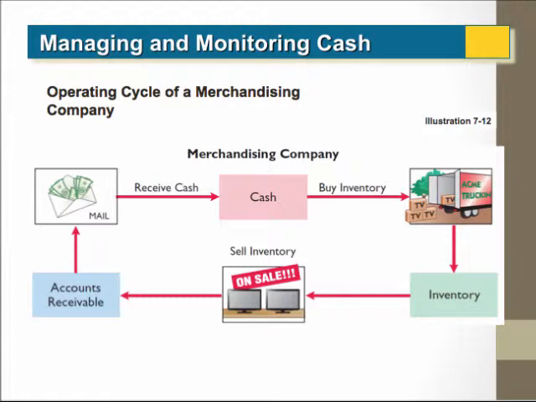The operating cycle of a merchandise company, where we start with cash, we purchase inventory, we then sell the inventory, which turns into accounts receivable, which eventually gets paid by the customer, is called the cash operating cycle of a merchandise company.